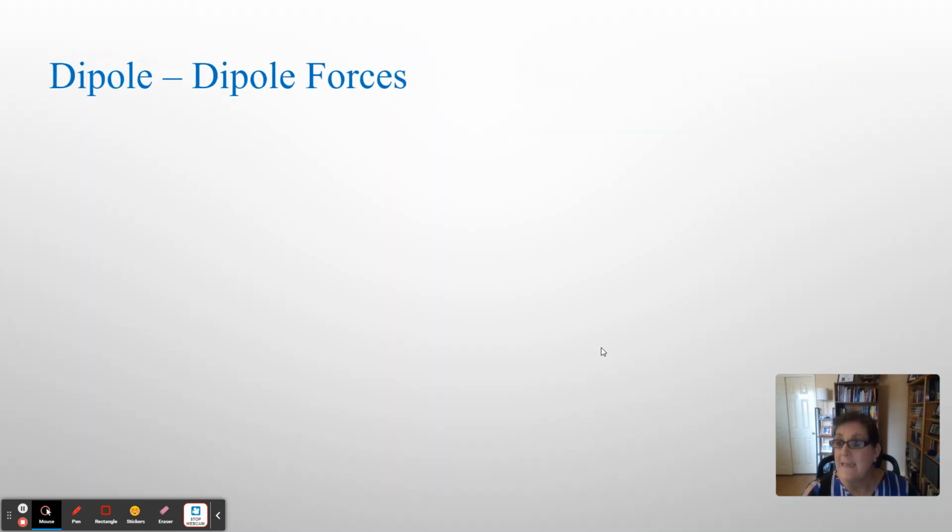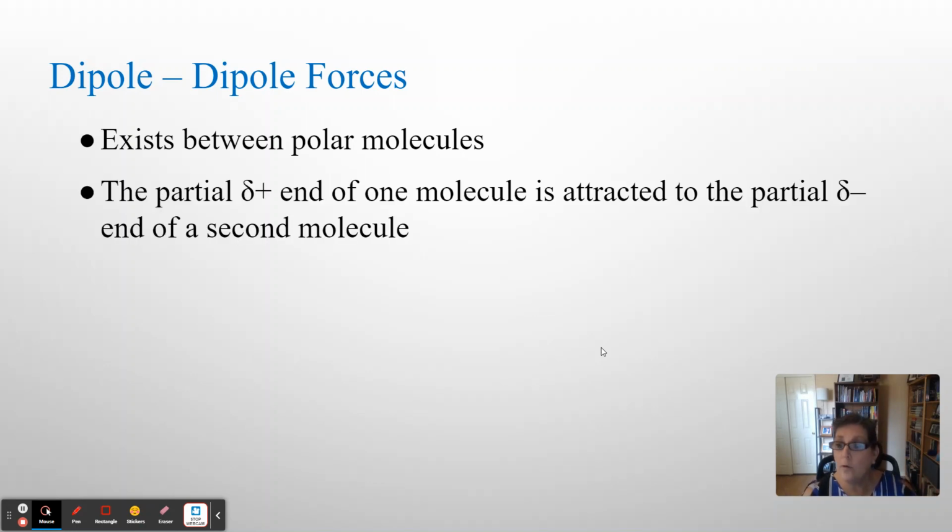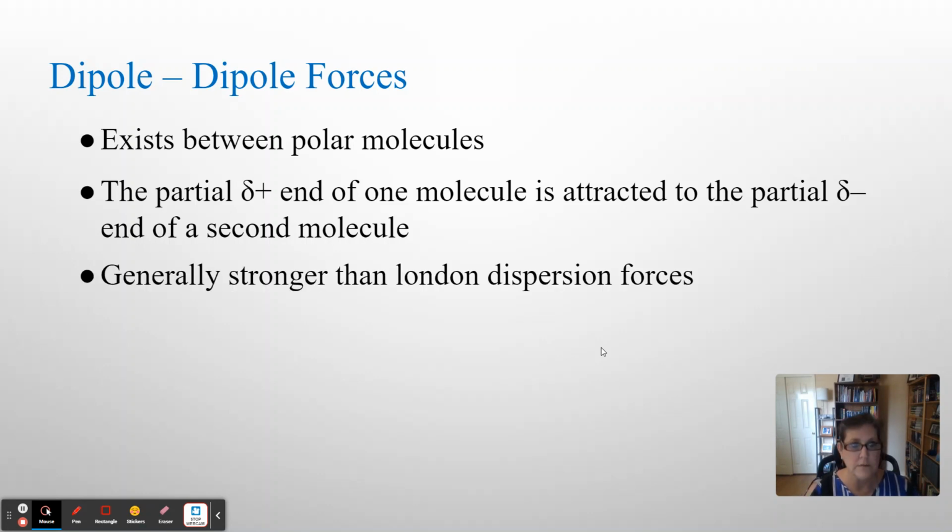All right, moving on to the next strongest force, dipole-dipole force. This, you have to be polar all the time. So a polar covalent molecule. Polar molecules always have a little bit minus side and a little bit positive side all the time. They're permanently polar. So the little bit positive end of one molecule is attracted to the little bit negative end of a second molecule. Again, you have to have at least two molecules to have an intermolecular force.